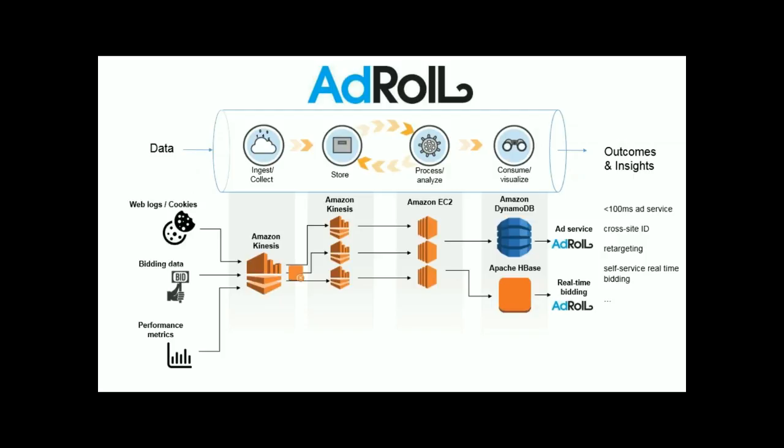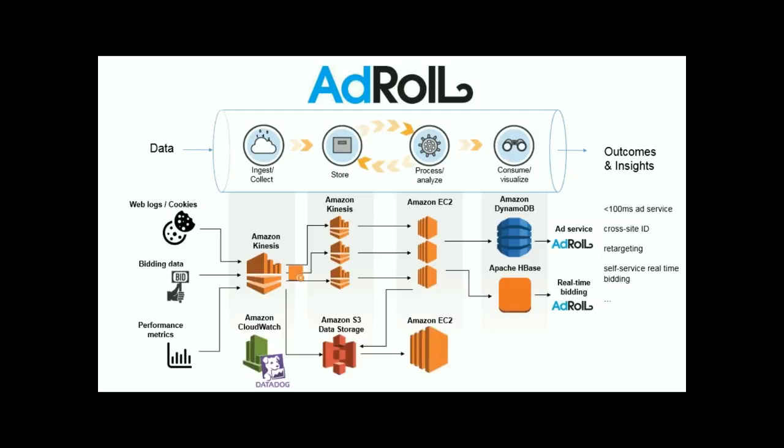Now, depending on the event, if they're serving an ad, those EC2 instances trigger DynamoDB to then serve an ad out through the ad service. Or if they have a real-time bidding system, they push the results of that analytics out into Apache HBase, which is the backing for their real-time bidding system.